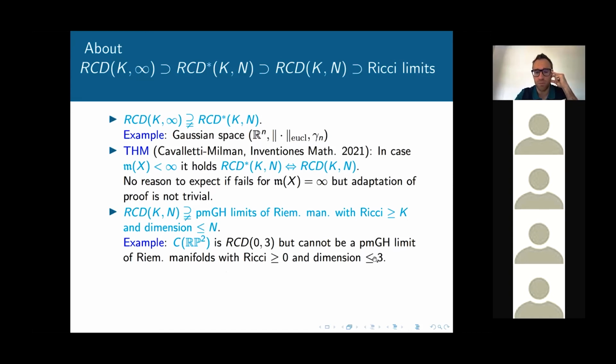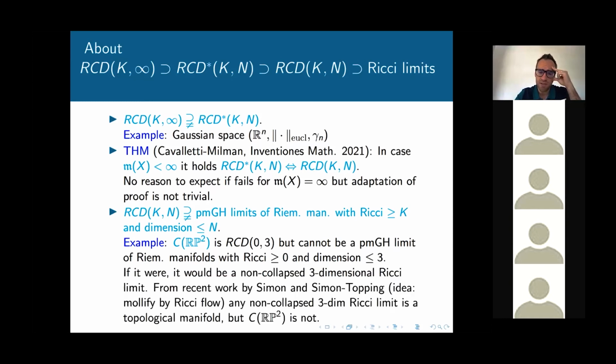So why can this not be? Why can you not achieve it as a Ricci limit? Well, this is quite subtle, and it involves a recent work by Simon and Topping studying the non-collapsed three-dimensional Ricci limits using Ricci flow. What they proved is that any non-collapsed three-dimensional Ricci limit is a topological manifold. And how did they prove it?